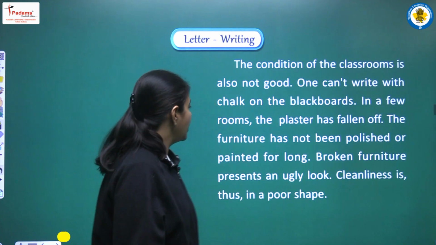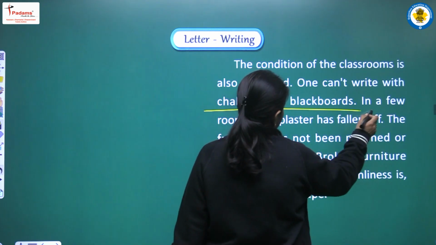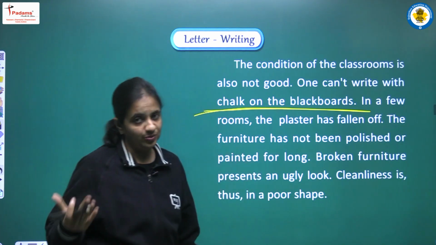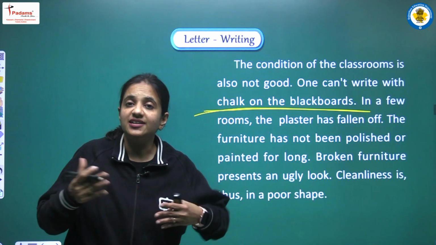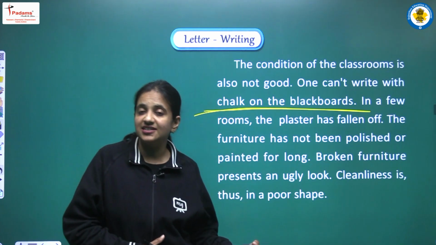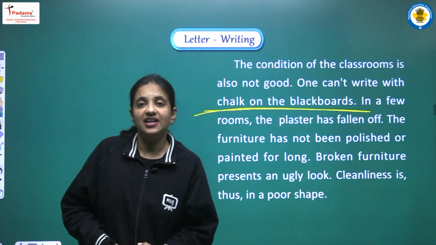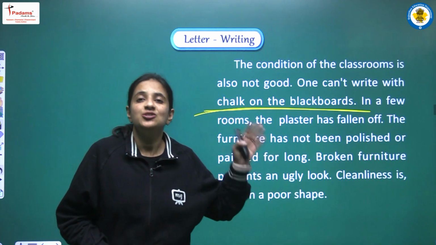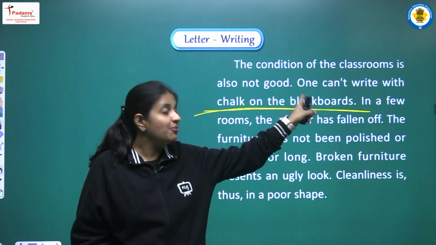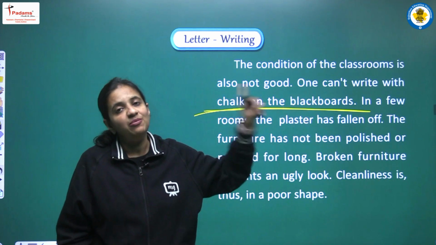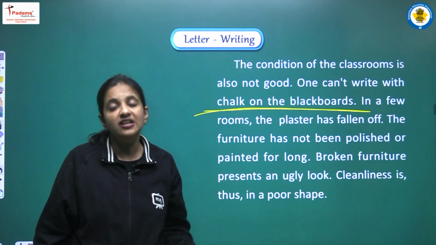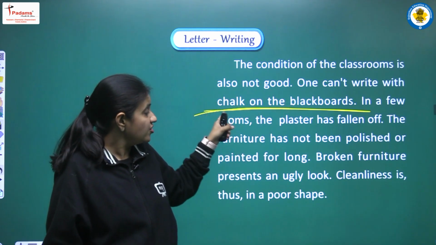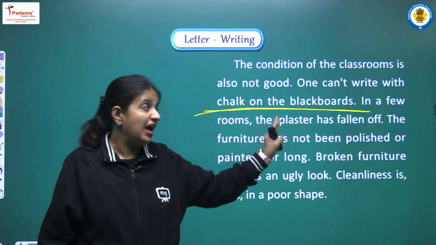One can't write with chalk on the blackboard. In the school there are blackboards. What things are there in a classroom that we can mention, about which we can say that they are not working properly, they are not in a good condition? So first of all we are writing about the blackboard, and we are saying that the blackboards are in a very poor condition, and because of that one cannot write with chalk on the blackboard.